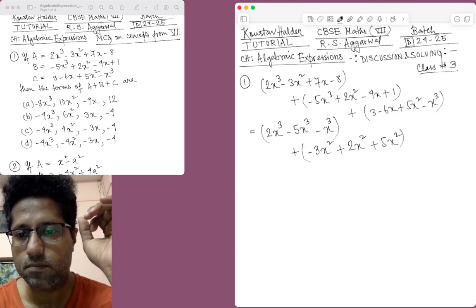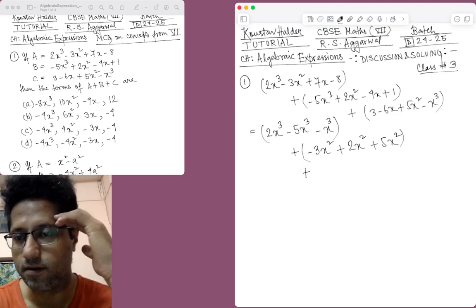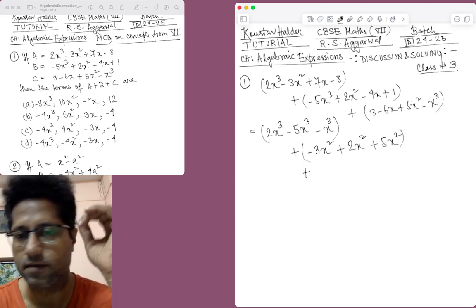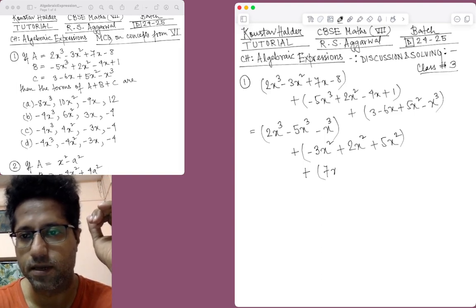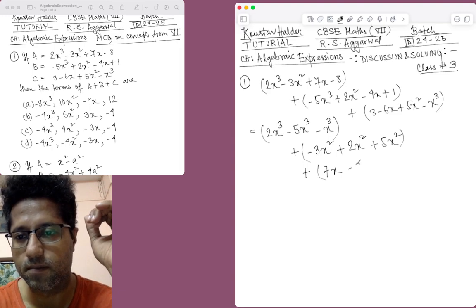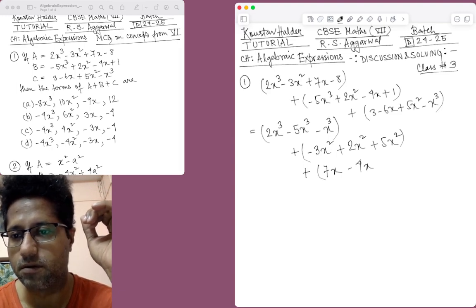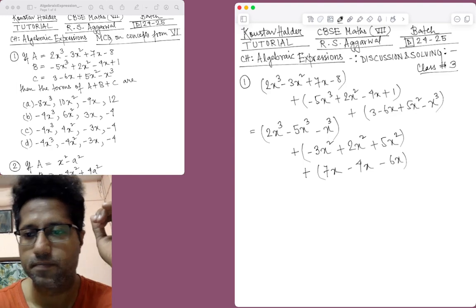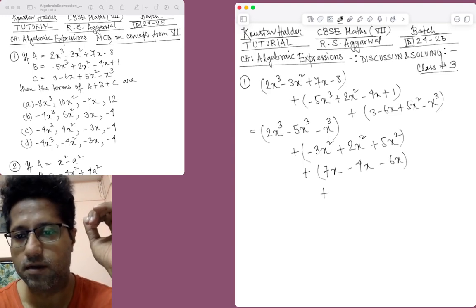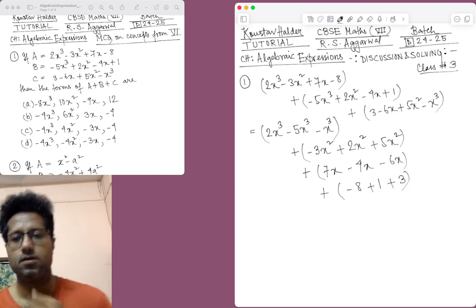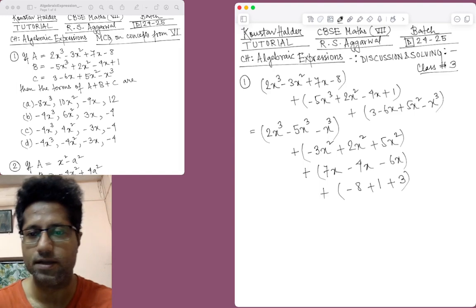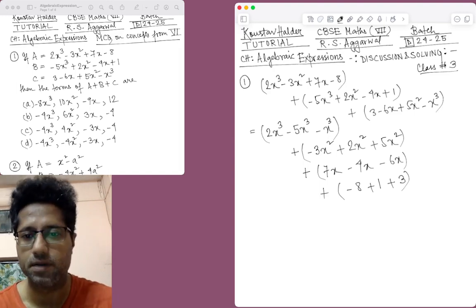Now I will group together all the like terms where the literal coefficient is x. From the first expression I get 7x, from the second I get minus 4x, and from the third I get minus 6x. And now only the constant terms are left. The constant term from the first expression is minus 8, from the second is plus 1, and from the third is plus 3. So this way you do the addition of two or more algebraic expressions.